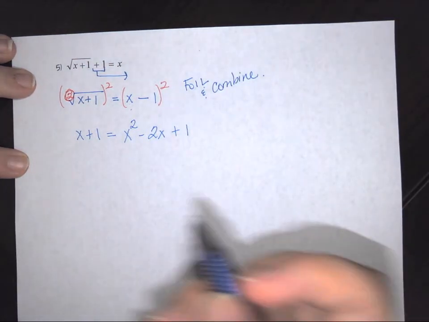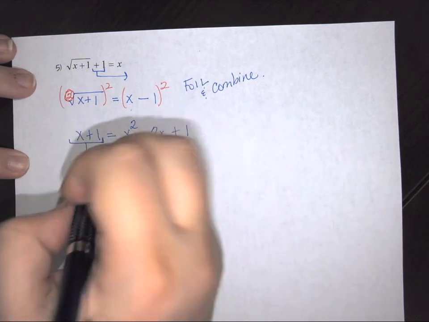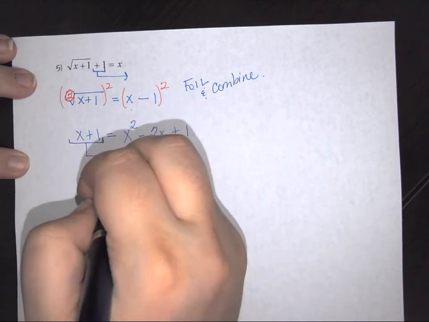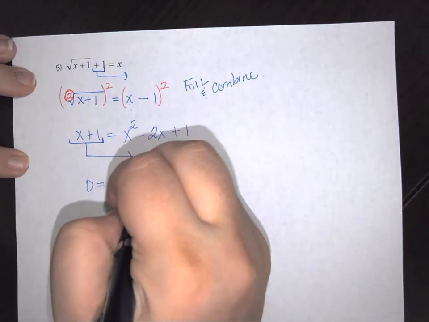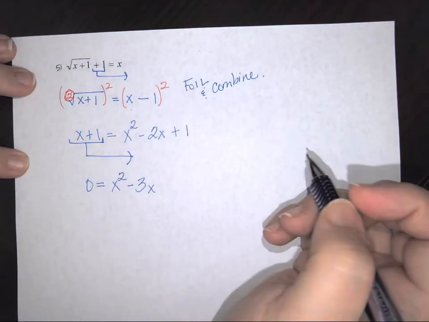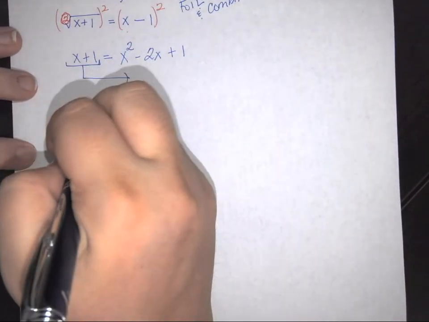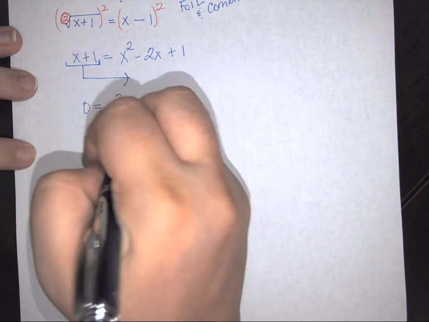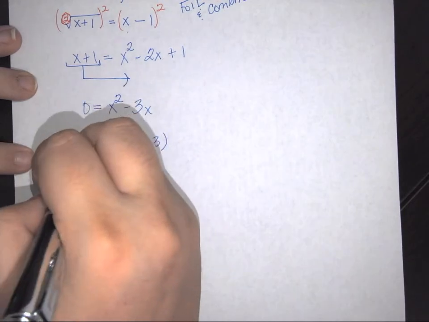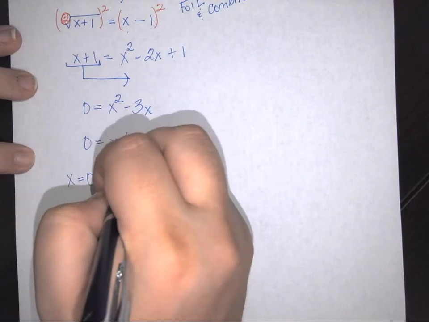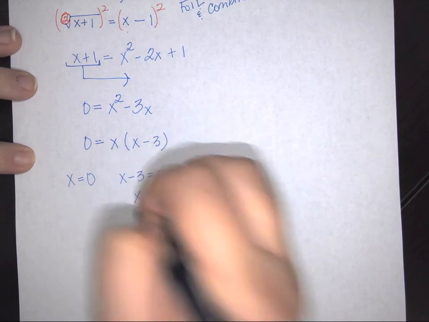Okay. I then want to take this side of my equation and move it over. So 0 is equal to x squared. Negative 2x minus x is a negative 3x. 1 minus 1 is 0. Keep solving for x. I can pull an x out and leave behind x minus 3, which means I have two solutions. I have that x equals 0 and x minus 3 equals 0, so x equals 3.